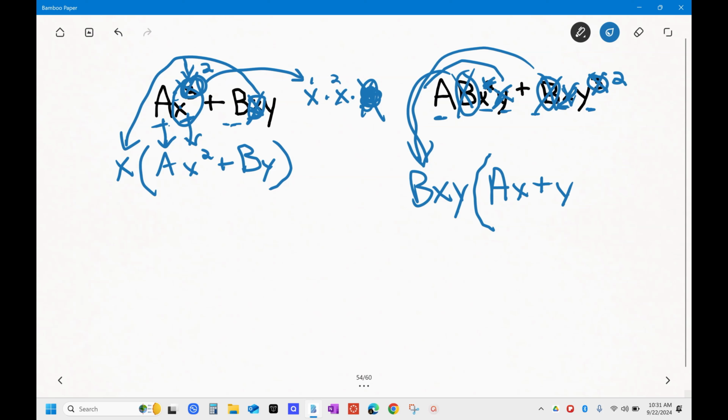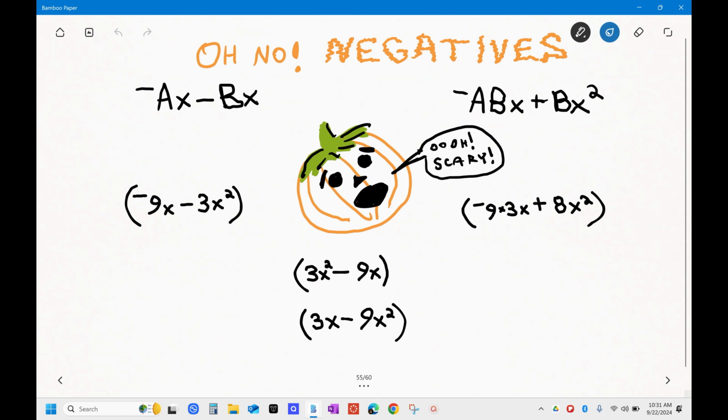plus y squared. Ooh, oh no, negatives, negative numbers. I can't let you go without tacking this on because negative numbers tend to confuse a lot of people. So if we have, let's do this one up here first. If we have negative ax minus bx, well, we can take the x's out and put them out here, and then we'll end up with a negative a minus negative b, right?